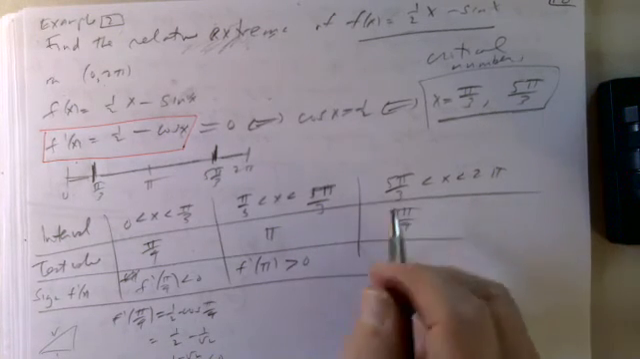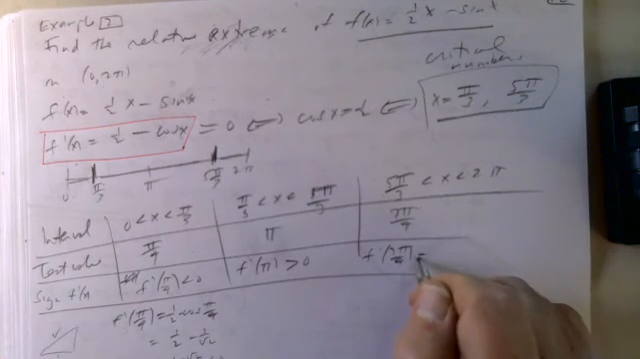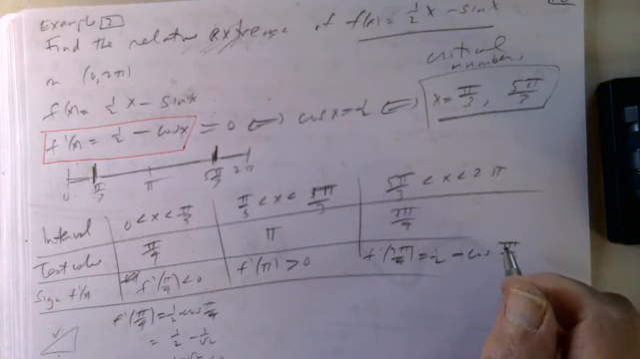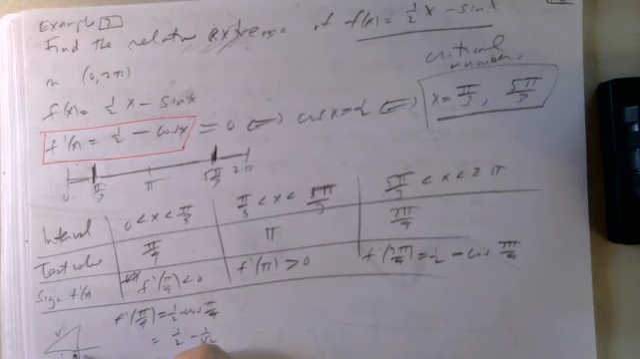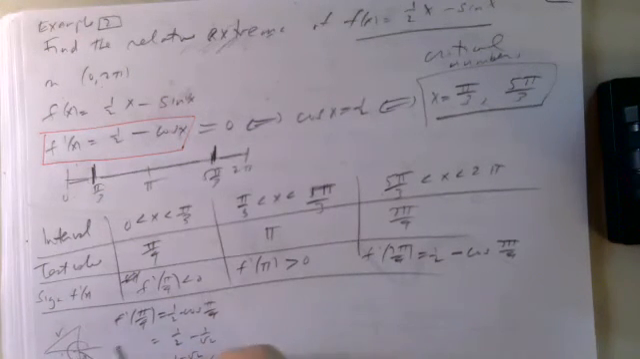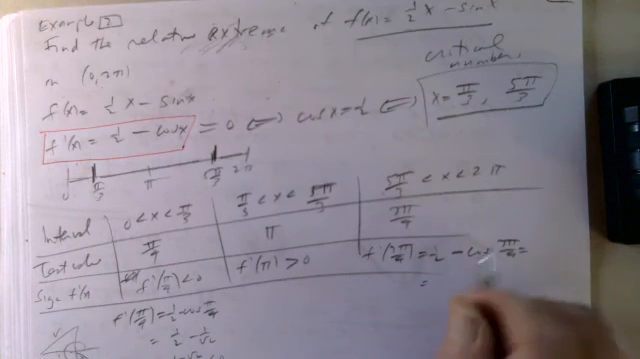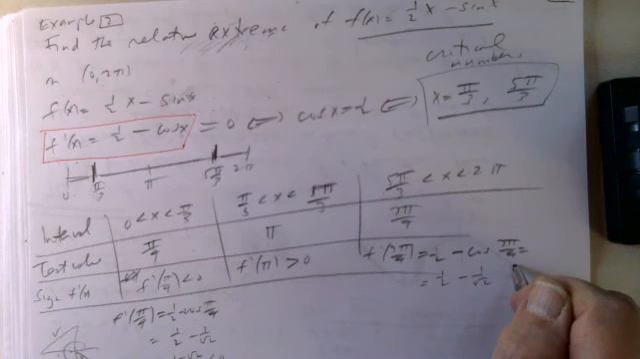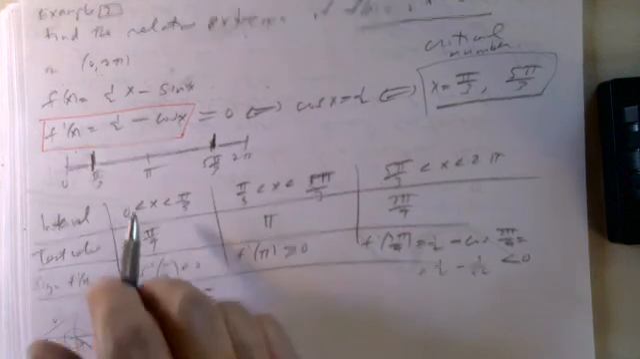And what about 7 pi over 4? F prime of 7 pi over 4 is a half minus cosine of 7 pi over 4. Cosine of 7 pi over 4, that's this angle, is 1 over root 2 also. This is a half minus 1 over root 2, which is also negative. So on this interval, the derivative is always negative.